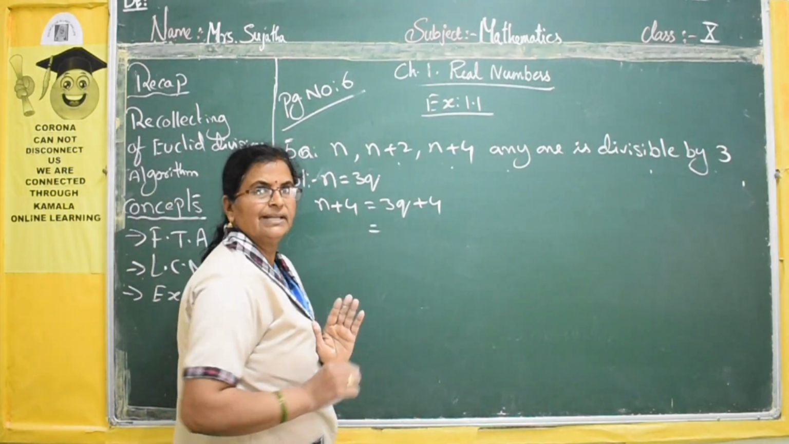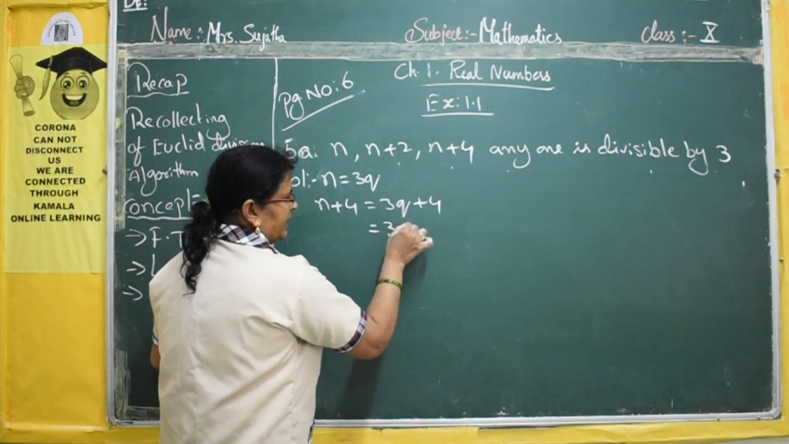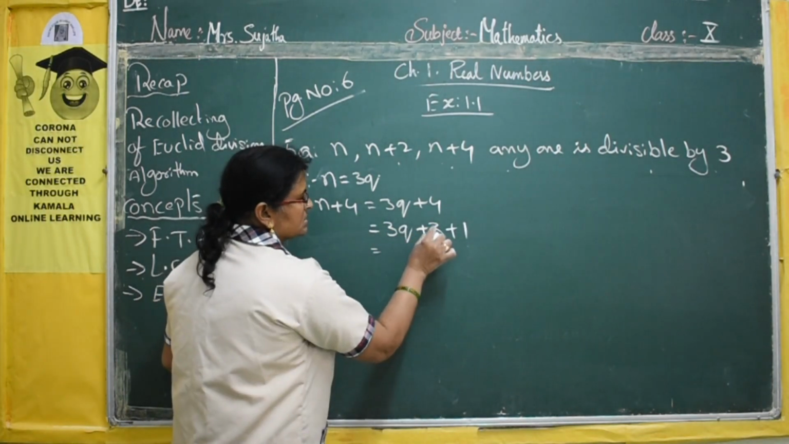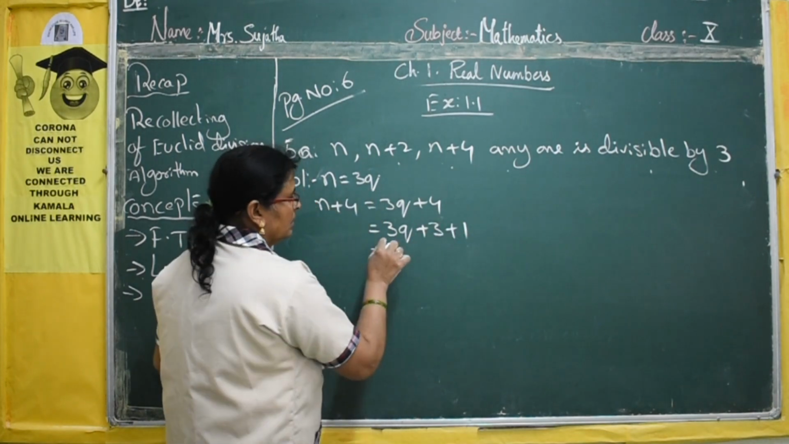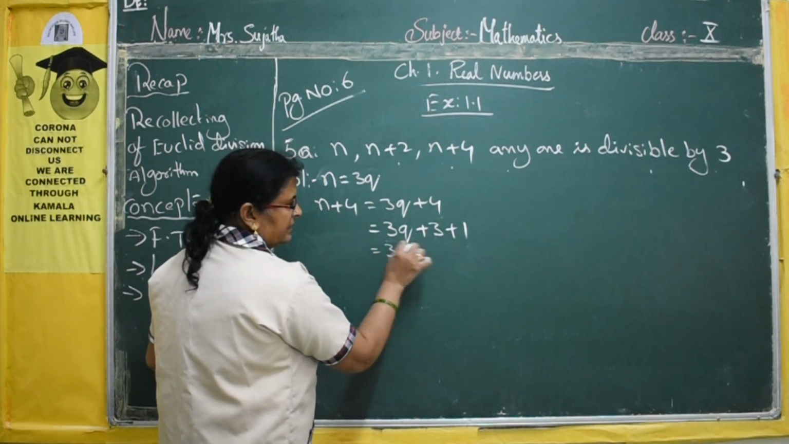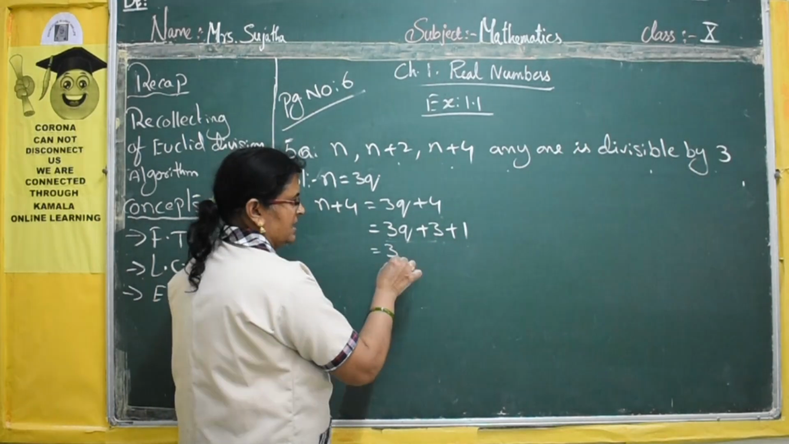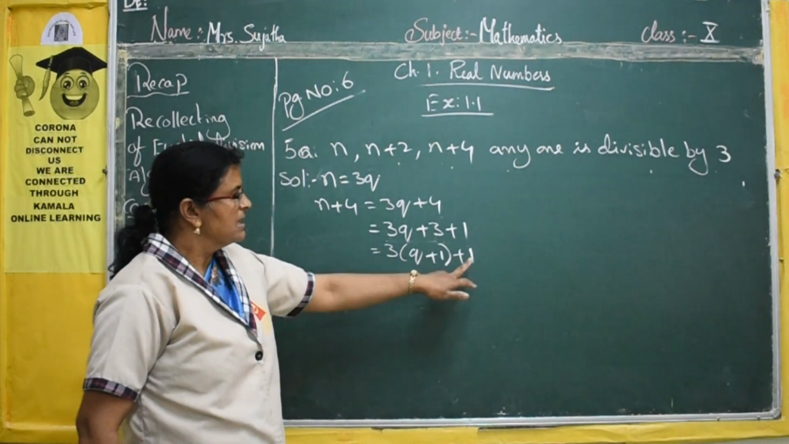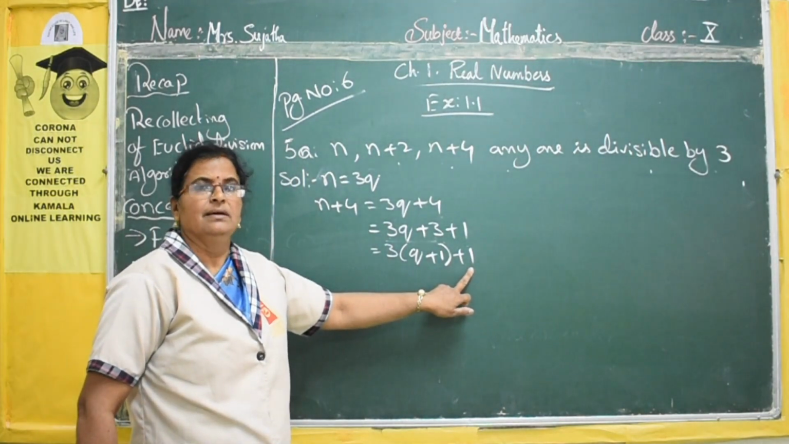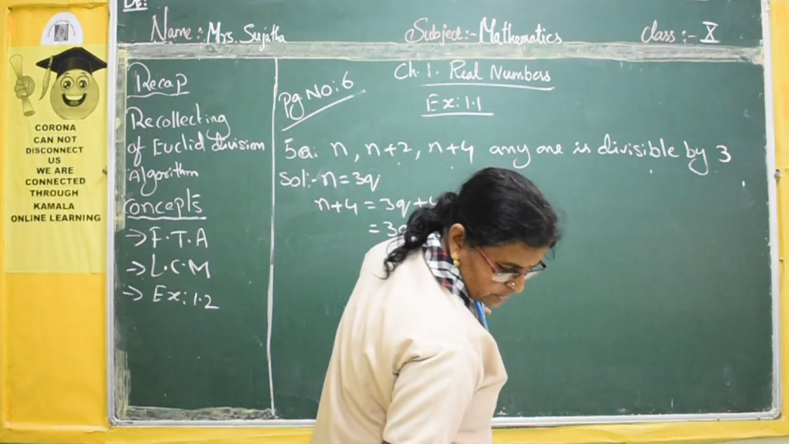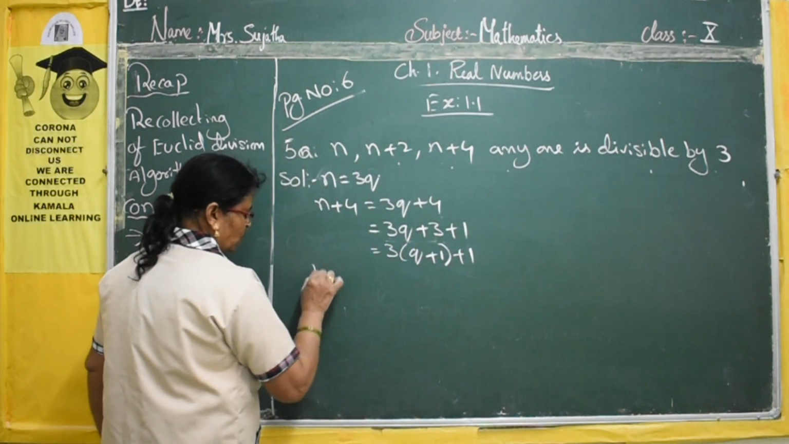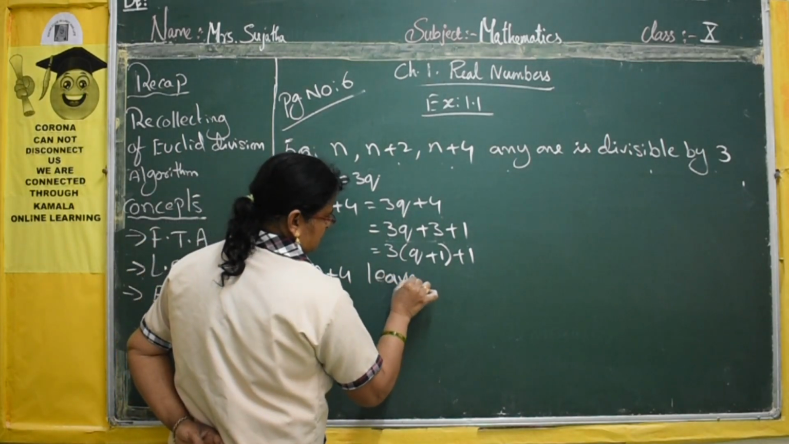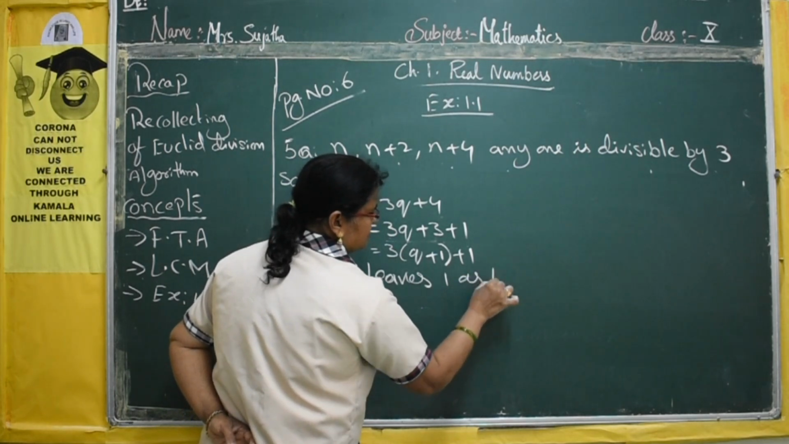So how can we divide this? You can write it like this, no? 3q plus 3 plus 1. Why? Because 3 plus 1 is 4. Now in these two terms I am taking 3 as common, that is 3 times q plus 1, plus 1. That is plus 1, it leaves 1 as the remainder. Okay. So n plus 4 leaves 1 as the remainder.